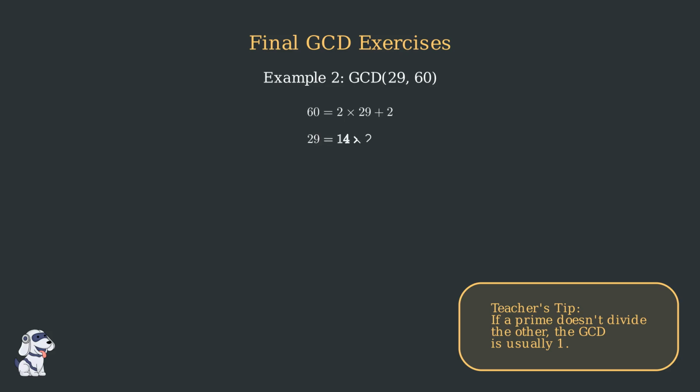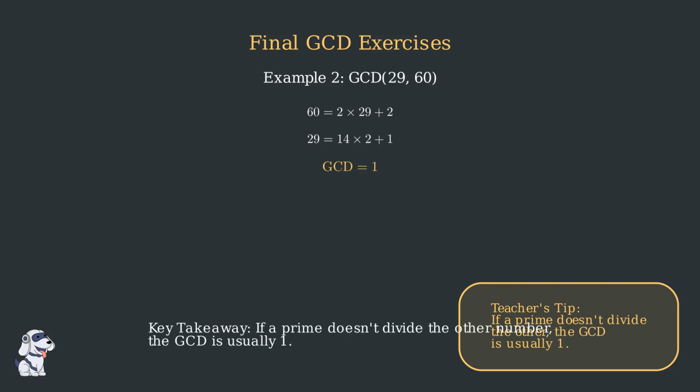We use the Euclidean algorithm. 60 divided by 29 leaves a remainder of 2. Then, 29 divided by 2 leaves a remainder of 1. Because the remainder is 1, the GCD is 1. Remember, if a prime number doesn't divide the other number, their greatest common divisor is usually 1. Great work on these exercises.